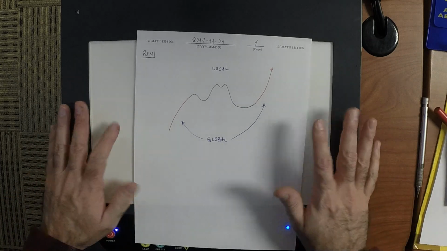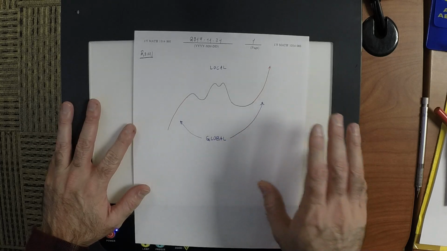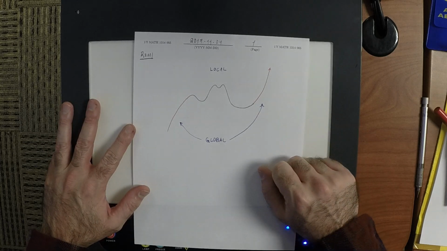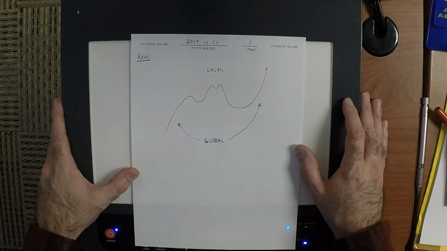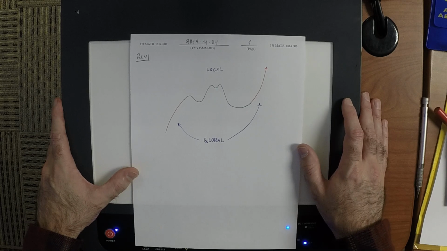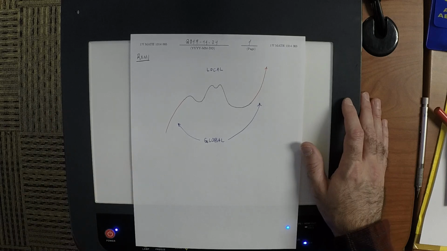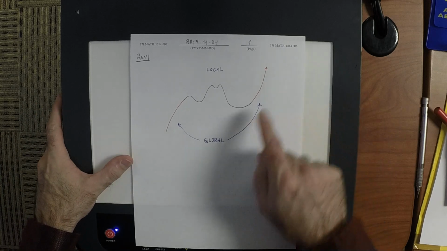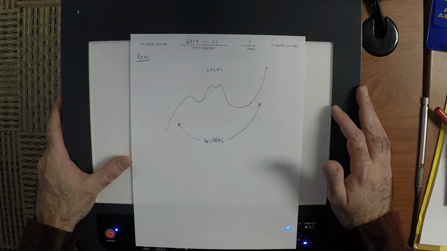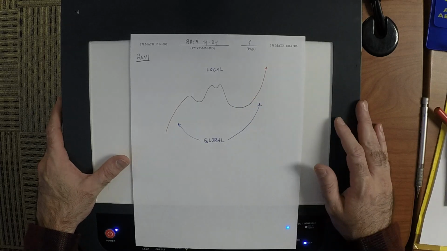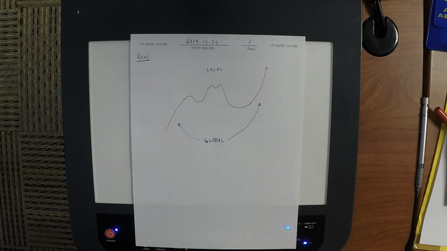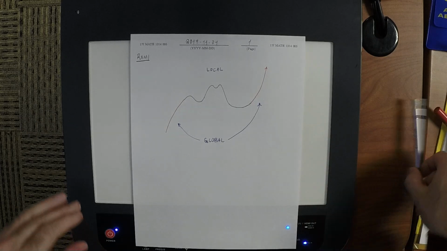Another thing you can tell from the global behavior is the sign of the leading coefficient. So what is the sign of the leading coefficient? Positive. Why is it positive? Because the right side is going up. If the right side were going down, the leading coefficient would be negative. So we can tell all that from the global behavior.